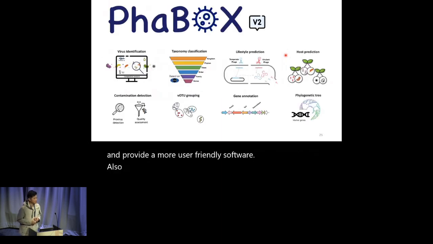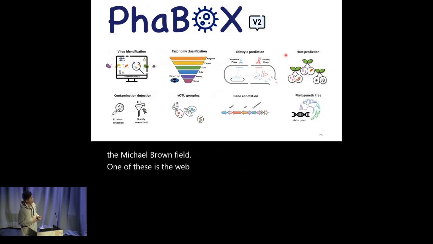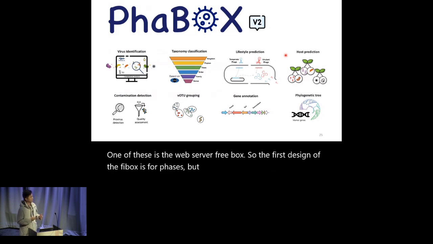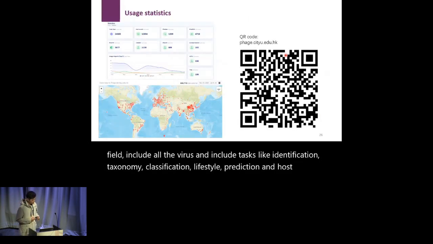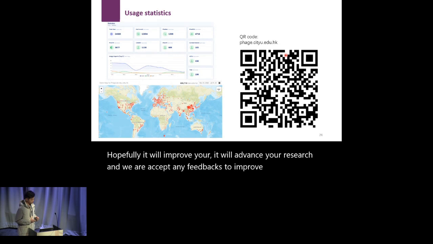Also, our group provides many tools that solve problems in the microbiome field. One of them is the web server PhageBox. The first design of PhageBox was for phages, but now we extended it to a larger field, including all the viruses and tasks like identification, taxonomy classification, lifestyle prediction, and host prediction. And we have a large community, and hopefully it will advance your research, and we accept any feedback to improve our tools.